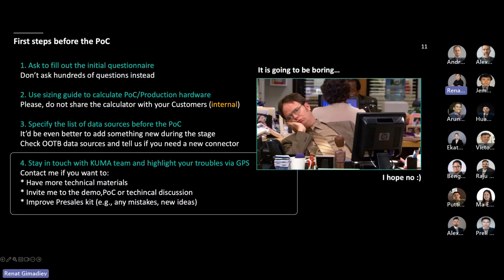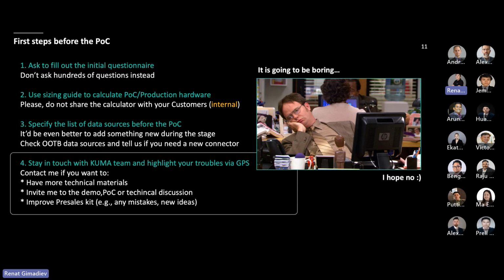So let's go further, to the first steps. We've done more than 100 POCs on the Russian and STAN market in general. So now we understand how to do it in the right way, what we should do and what we shouldn't. And there are four, maybe even three main steps that you should follow. And the first is to fill out the initial questionnaire.